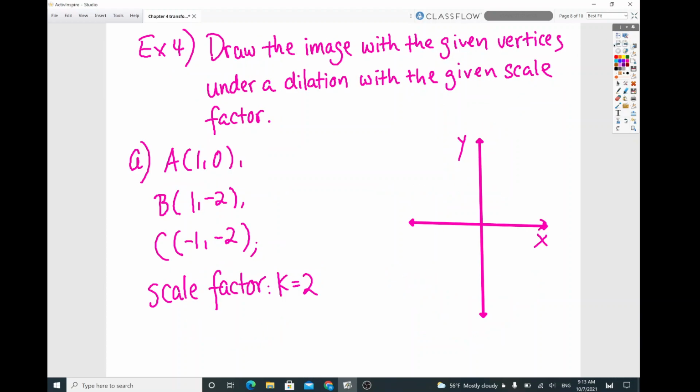So draw the image with the given vertices under the dilation with the given scale factor. So here's the scale factor. It looks like this one is going to be an enlargement. So A prime is 1 times 2, which is 2, and 0 times 2, 0. B prime, 1 times 2, 2, and -2 times 2, -4. Then C prime, -1 times 2, -2, and -2 times 2, -4.